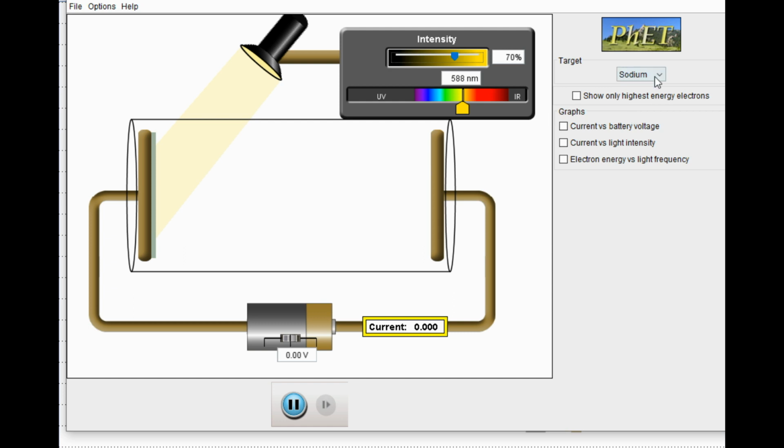Let's check what happens if I change the metal to zinc. The experiment was done with zinc. I try more colors. Nothing happens. Now the experiment that was done used ultraviolet. So let's go to ultraviolet. Excellent, electrons are extracted. So it seems that the type of the color is important to the electrons moving.